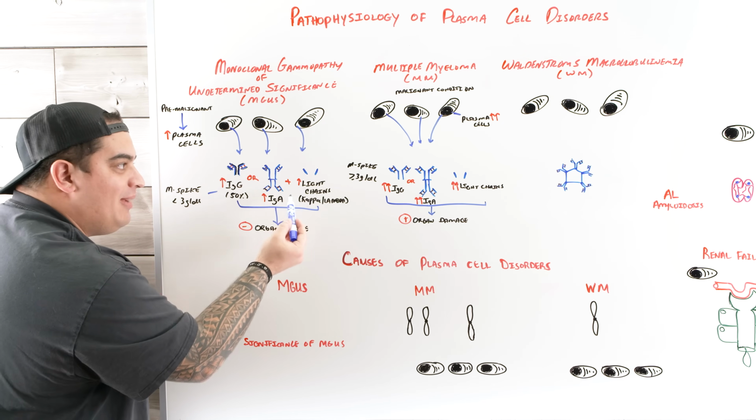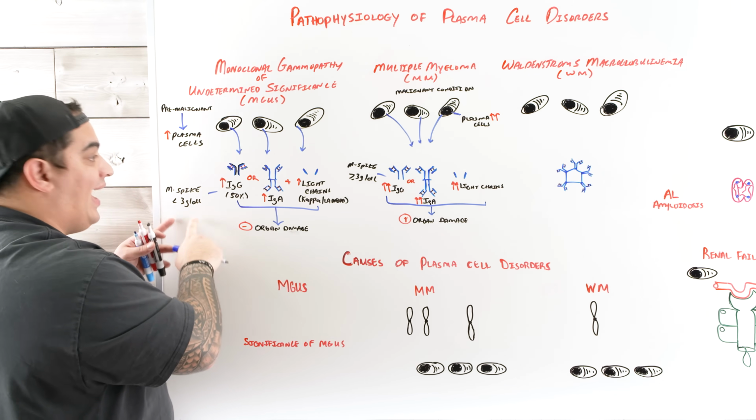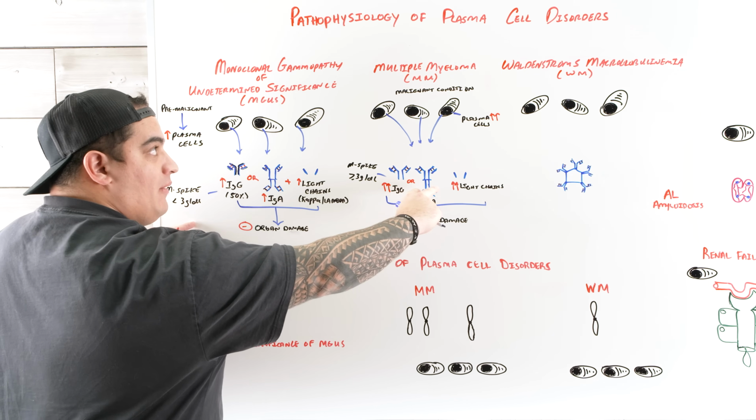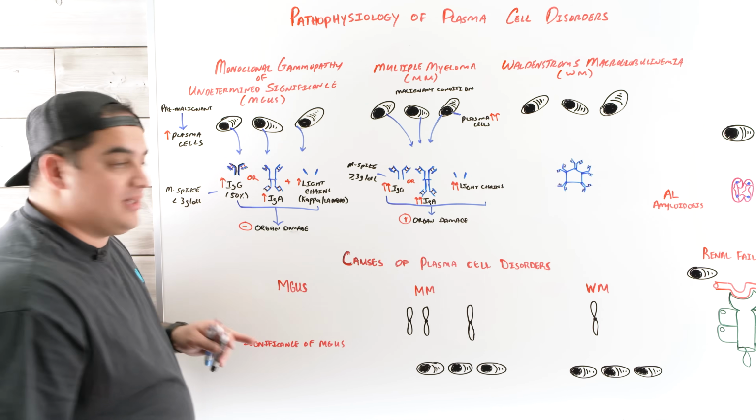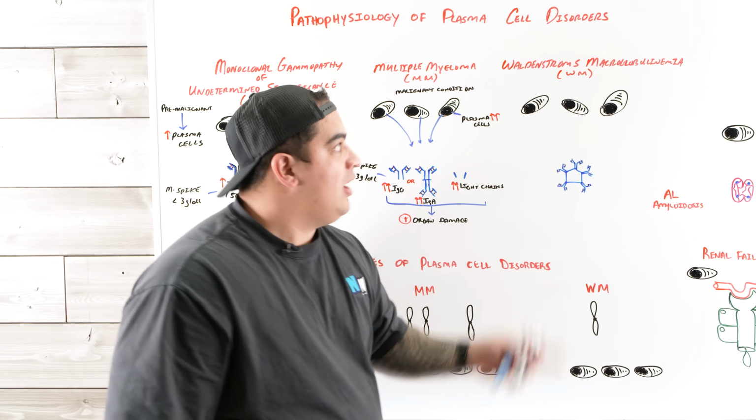So you're going to have so many monoclonal proteins in these scenarios that it's going to cause an M spike, but the height or the degree of the M spike determines somewhat of a difference between multiple myeloma and MGUS. And the presence of organ damage or not determines the difference between myeloma and MGUS.